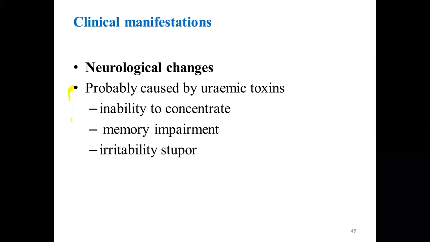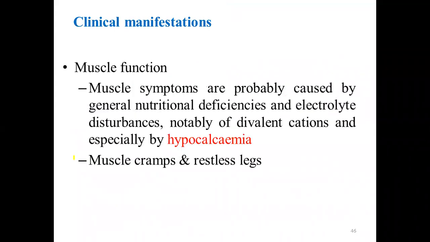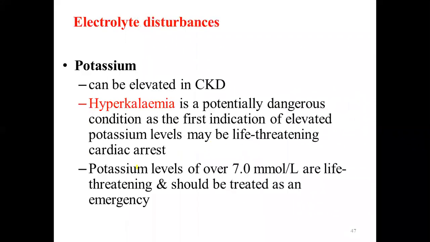Then, as I mentioned before, because of the toxins, the patient will have some kind of neurological changes, including inability to concentrate, and memory impairment is very, very common. Then in the muscle, because of electrolyte disturbances such as hypocalcemia, the patient can even have muscle cramps and restless leg. So those are the effects on the muscle.